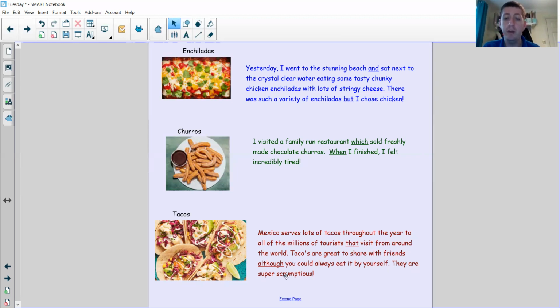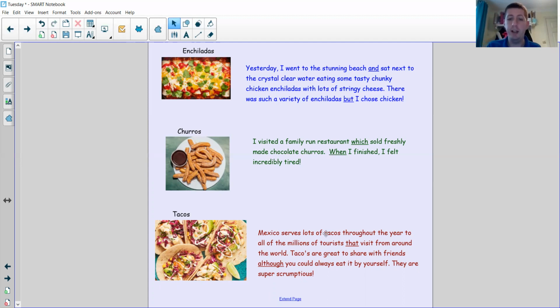The last one, they are super scrumptious. What kind of sentence is that? Now, that is just a simple sentence because there's no conjunction there. And it's fine to use simple sentences, but my suggestion would be if you want to make interesting writing, no matter what good vocabulary you use, if you don't use conjunctions, it just doesn't make it very interesting.